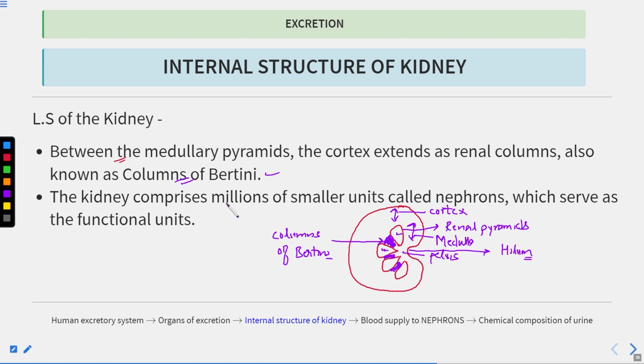Now, the kidney comprises millions of small units known as the nephron, and the structure of the nephron we have already discussed. Nephrons are the structural and the functional unit of the kidney. Okay. Now, let's move on.